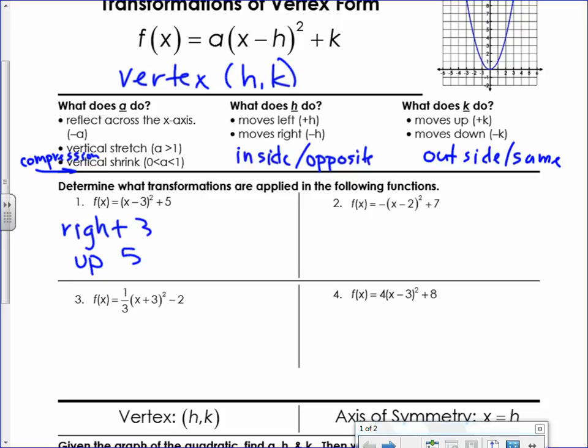What does a negative in front of parentheses mean? That's your A. Look back here. Okay, what does A do? If A is negative, it's a reflection. Reflection means it's opening which way? Downward. Okay, it's going to open downward.